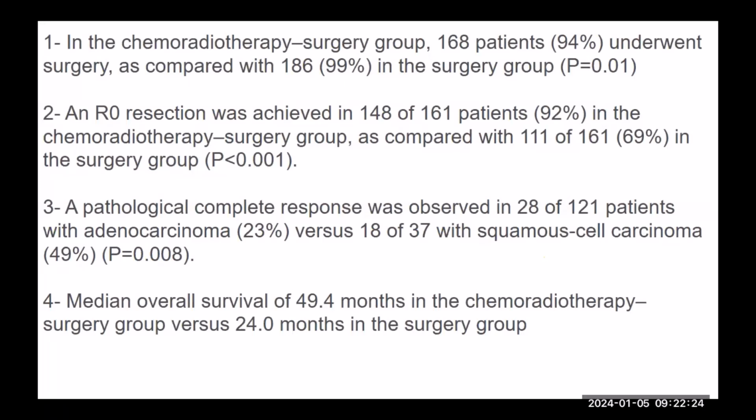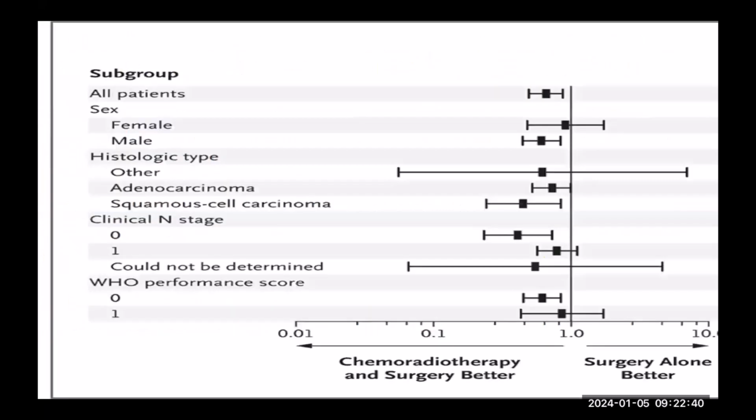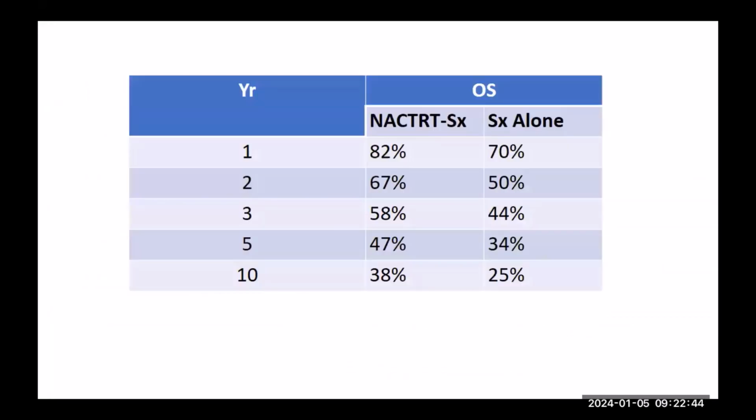94 versus 91% of patients underwent surgery. R0 resection rates were much higher in the CTRT group, 92 versus 69%. PCR rates were much higher in the CTRT group, 23 increased to 49%. And as I said, overall survival more than doubled from 24 to 49 months. All the subgroups of patients we see are benefiting. And even at 10 years, the survival is increasing from 25% to 38%.